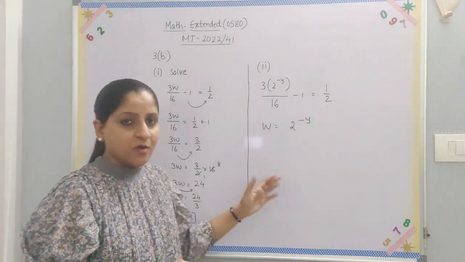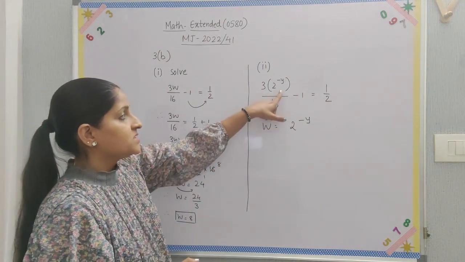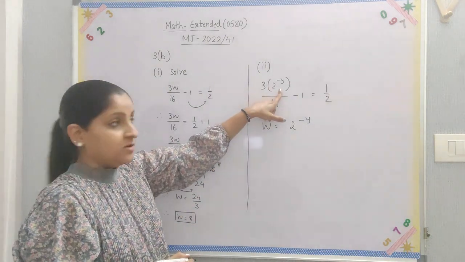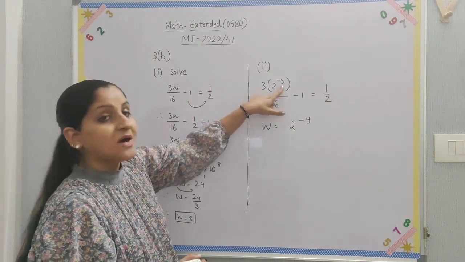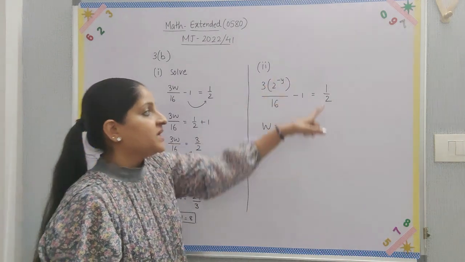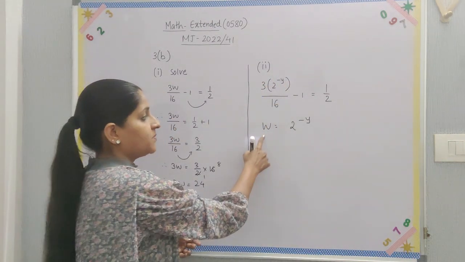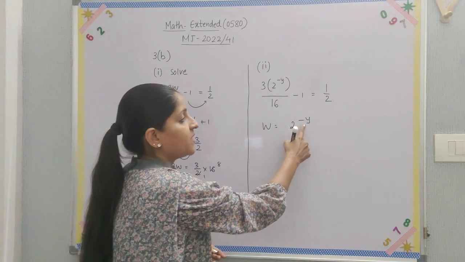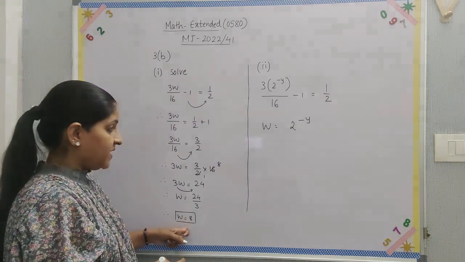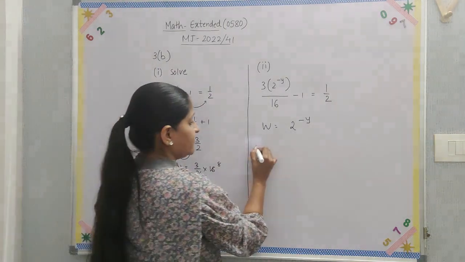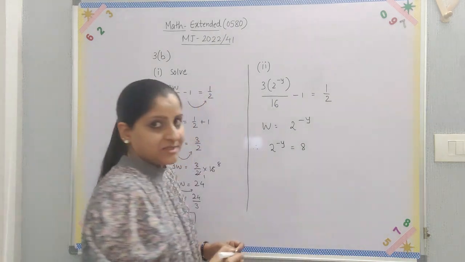So after solving all of that, what you have obtained for w is the same thing getting replaced over here. So if in this equation w is replaced with 2 to the power minus y, you will obtain this same equation. Thus, we write w is equal to 2 to the power minus y. Our answer for w, we had obtained it as 8. Therefore, 2 to the power minus y is equal to 8.